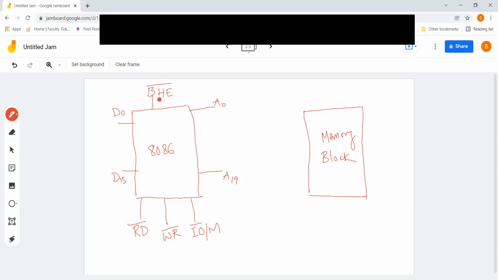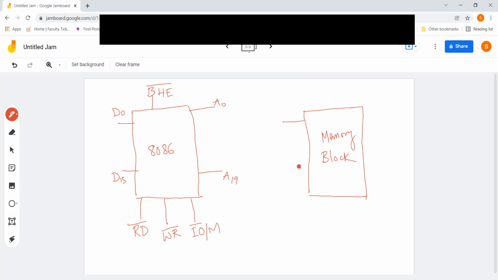Another line of interest is BHE bar, that is, bus high enable. This signal will become low when you are using the higher order data bus. Now, in the memory block, what are the pins that we need to connect here? That also is of importance to us.